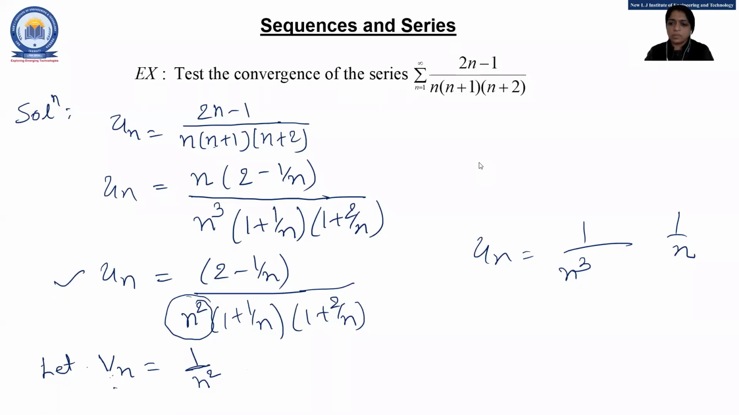Shreya, I'm giving the same answer to what you asked in the chat box. How do you select your Vn? It depends on Un. If in Un your term in the denominator is n, then you select your Vn as 1 by n. If in Un your denominator term is n square, then you select 1 upon n square.